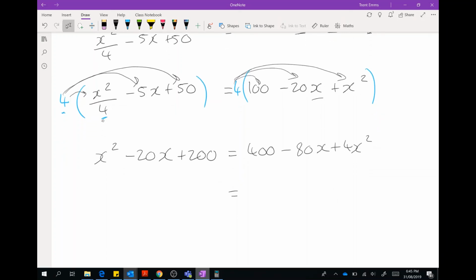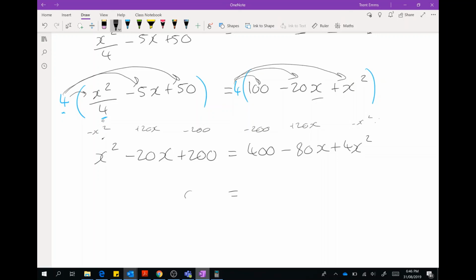Right, we've got a quadratic to solve, so we need to set one side to 0, and then we can just use our quadratic formula in the calculator, and we're there. I've got to bring this x squared over to here, so I'm going to minus an x squared on both sides. I'm going to add 20x on both sides, and I'm going to subtract 200 on both sides.